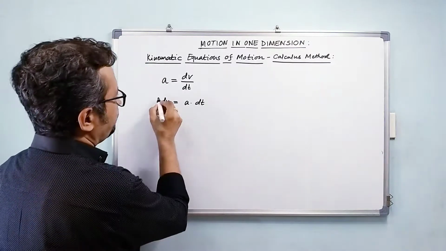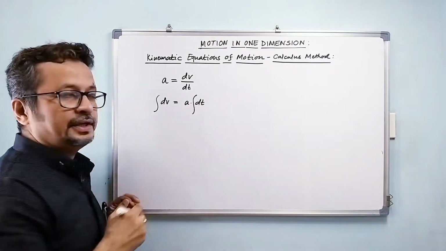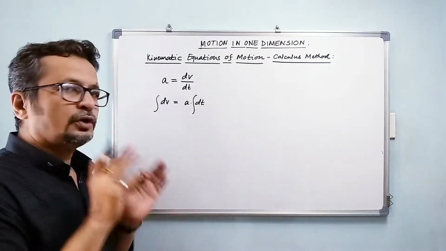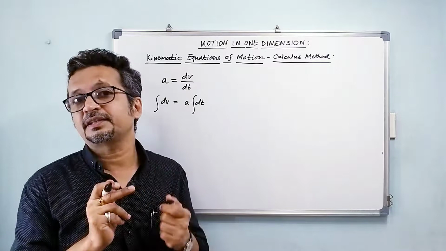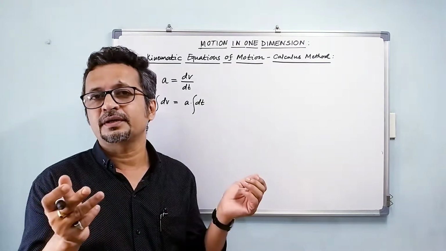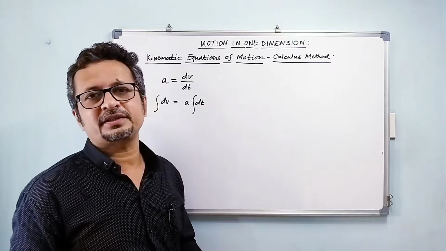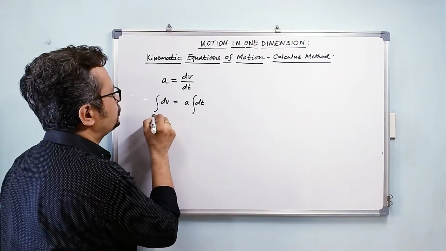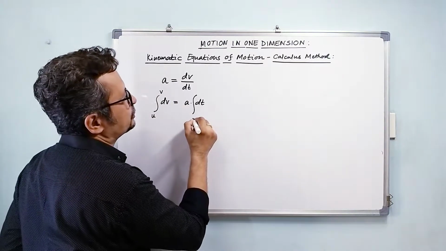So now if I integrate this, my acceleration will definitely come out of the integration sign because it is constant. Now what is my initial velocity? It is u. What is my final velocity? It is v. And what about time? Initial time is t equal to 0 and final is t equal to t. So my limits are u to v for velocity, and 0 to t for time.